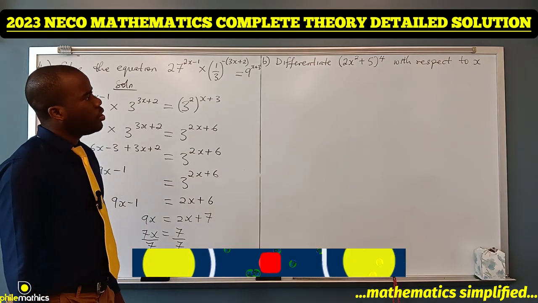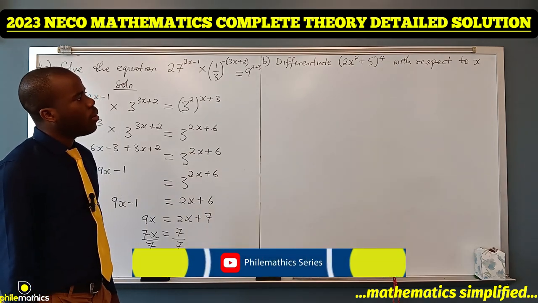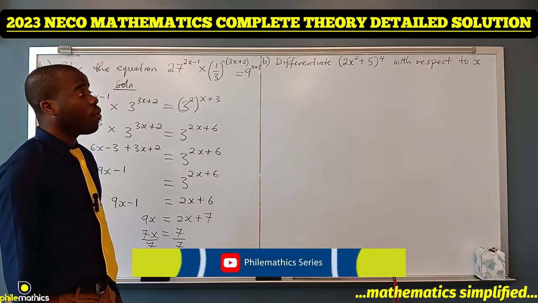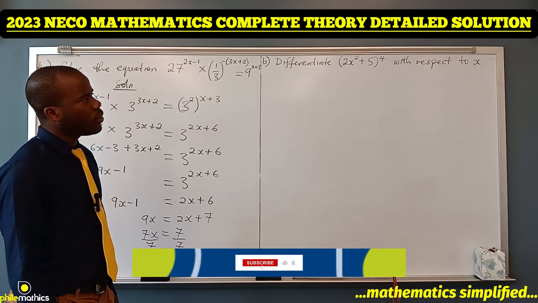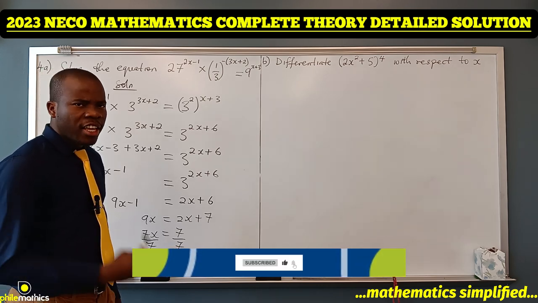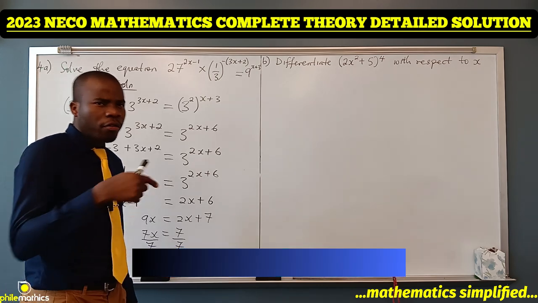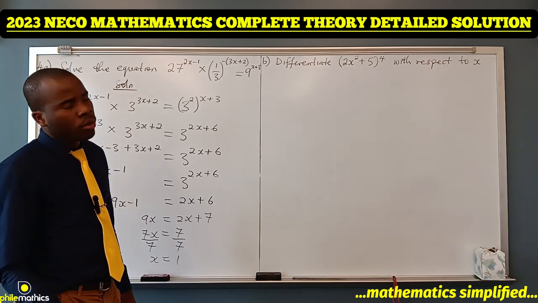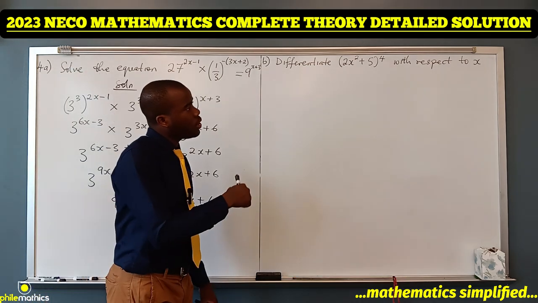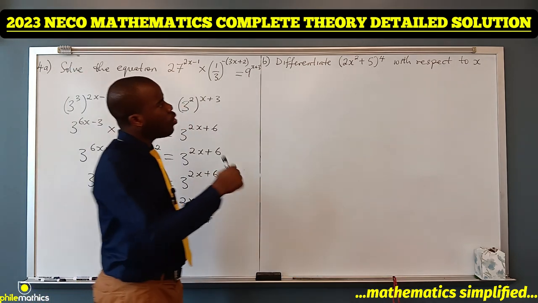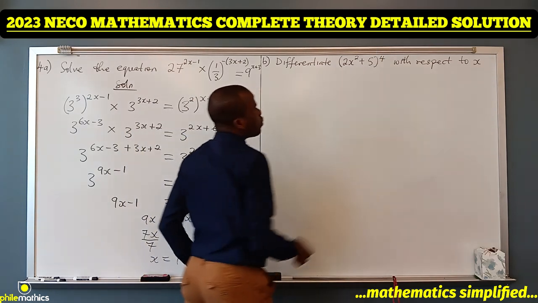B says, differentiate (2x squared plus 5) to the power 4 with respect to x. So what we use here is the chain rule because we have a function of a function. The first function is a polynomial and the second function is the power function.